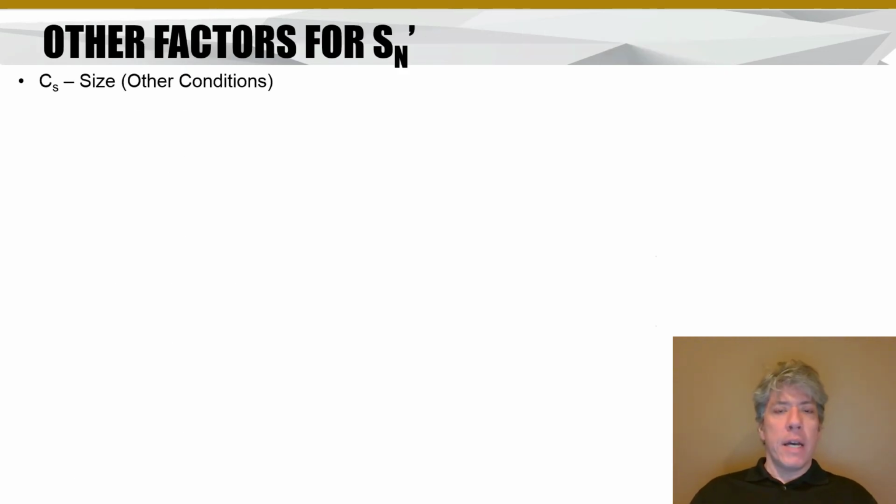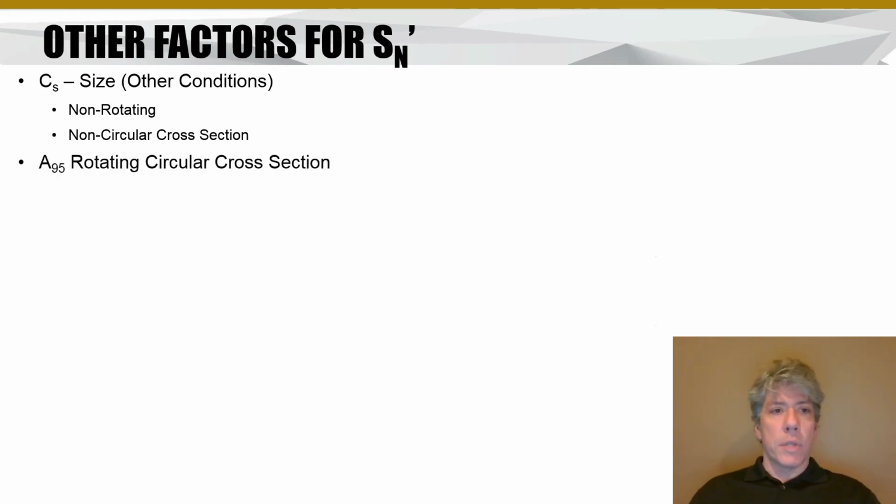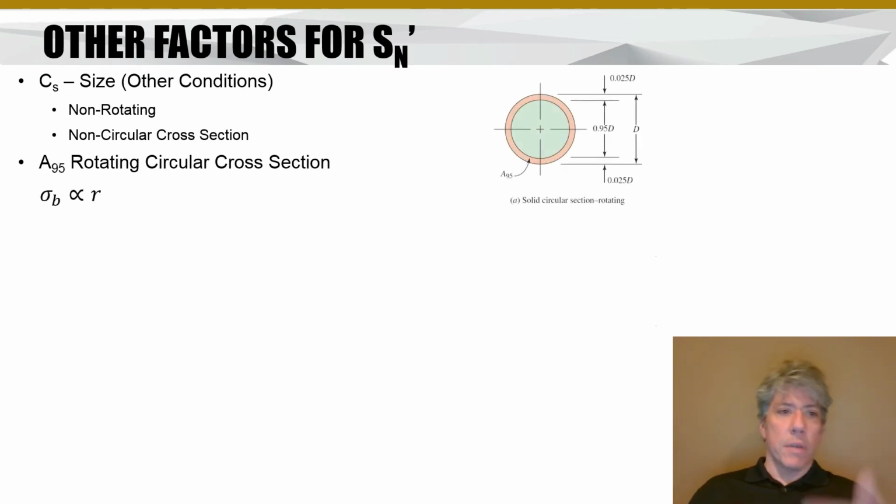Now, there can be other factors that should be used for getting at the actual endurance strength of a material. There are other size factors, other conditions to be considered. What if we have a shaft that's not rotating? What if it's a round shaft and it's not rotating? What if it's not round? Then what do we do? Well, there are ways to approach this, but we have to define what's called the A95 cross-section, or circular, rotating circular cross-section. And that's best understood by looking at this figure.